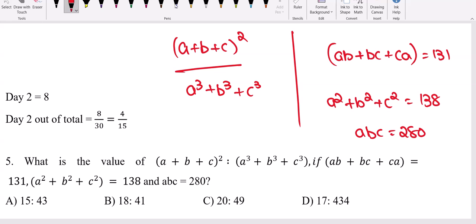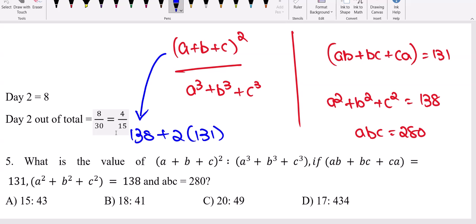Numerator is pretty much clear. We can do 138 plus 2 times 131. As everyone knows, a plus b plus c whole square is a square plus b square plus c square plus twice (ab plus bc plus ca). That's good, but the problem is with the denominator. That is why abc equal to 280 is also given. You can use abc equal to 280 for the denominator.